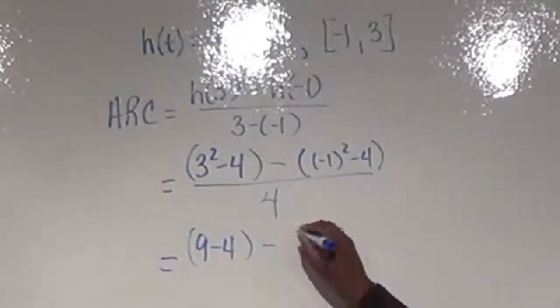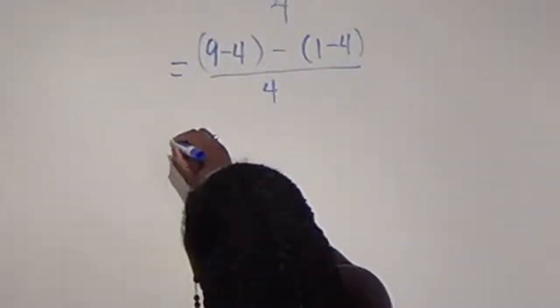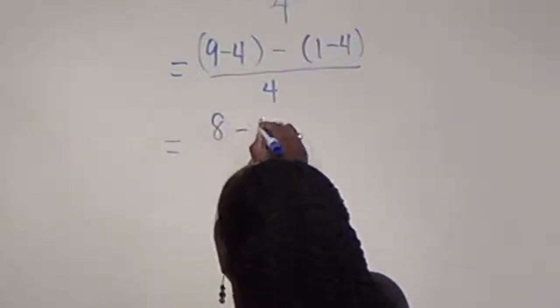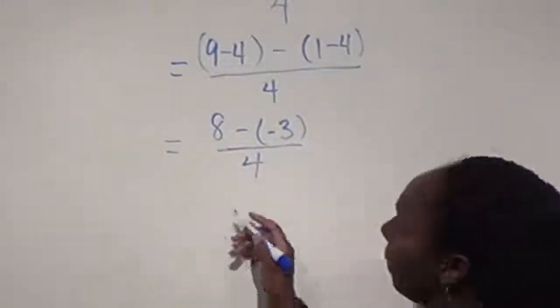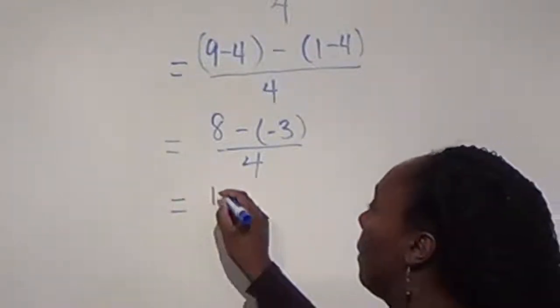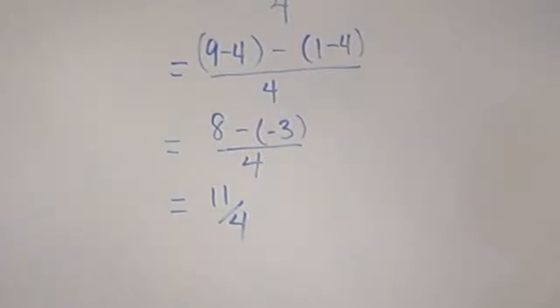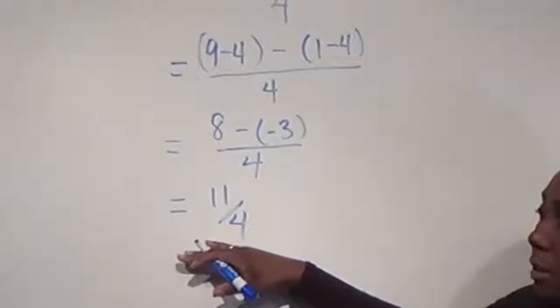Simplifying the top gives us a 9 minus 4 and a 1 minus 4, all over 4. Subtracting looks like an 8 minus a -3. And then simplifying looks like 11/4. So my average rate of change, meaning the slope of my secant line for the function t squared minus 4 on the interval from -1 to 3, is 11/4.